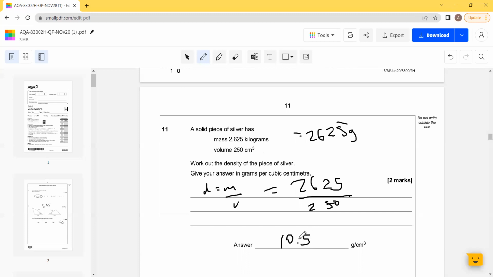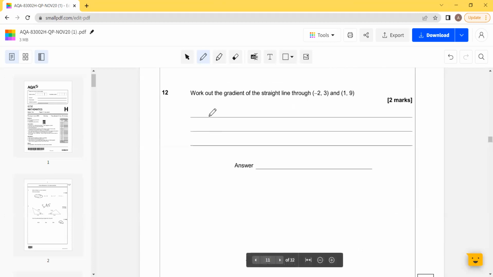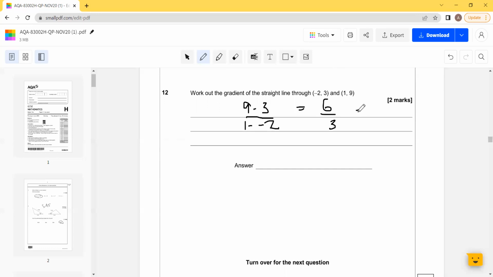Okay. Question 12. Work out the gradient of the straight line through (-2, 3) and (1, 9). This is pretty simple. So it's change in x over change in y. Sorry, change in y over change in x. My mistake. Change in y over change in x. So 9 minus 3 is the change in y. And our change in x is 1 minus -2. So this is 6 over 3, which is 2. So our gradient is 2.